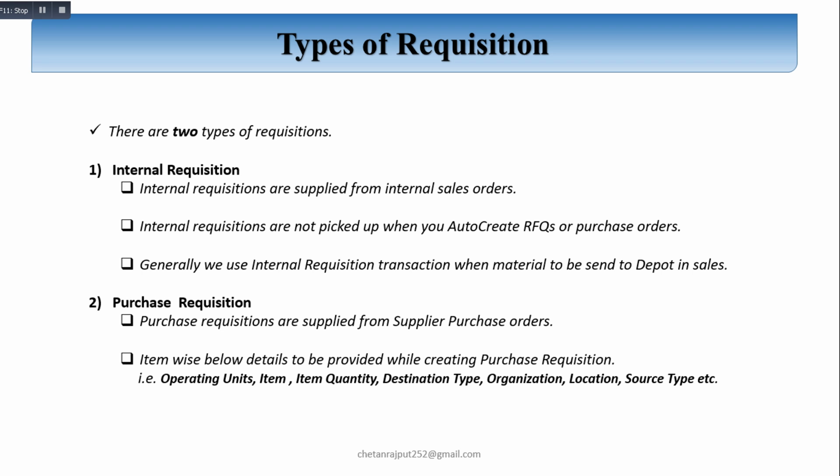Second, purchase requisition. Purchase requisition comes into the picture generally when we are buying a product, a raw material, or a service item from the supplier. At that time we create a purchase requisition. For creating a purchase requisition, we require some mandatory parameters, for example operating unit, item, quantity, destination type, organization, location, and source type. These are all the parameters we require at the time of creating a purchase requisition.